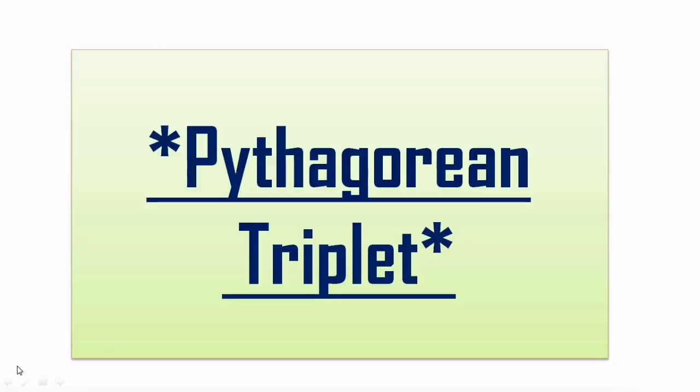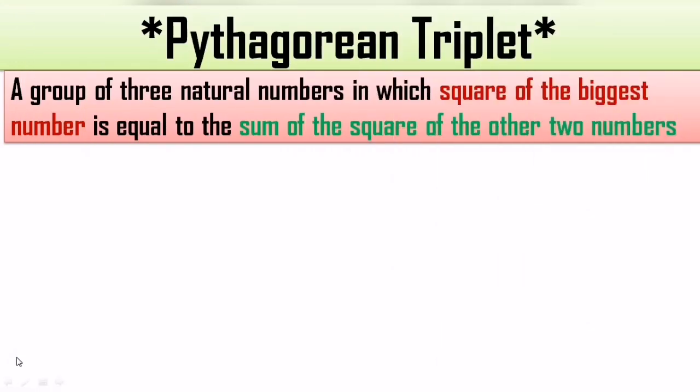And now boys and girls, the next thing that we must understand is Pythagorean triplet. So exactly what does it mean, Pythagorean triplet? A group of three natural numbers in which the square of the biggest number is equal to the sum of the squares of the other two numbers, then that group of three numbers is called a Pythagorean triplet. What does it mean exactly?